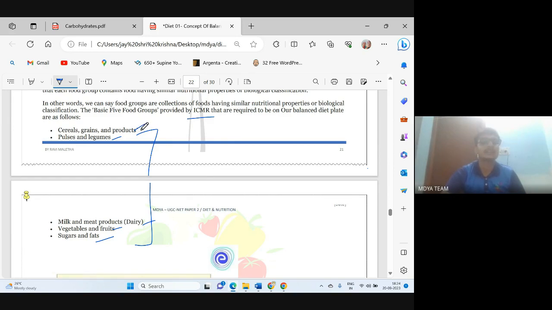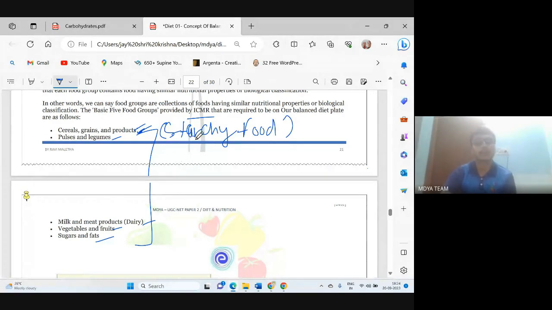The first one is cereals, grains, and products. Now in many books, you will see this group as starchy food.